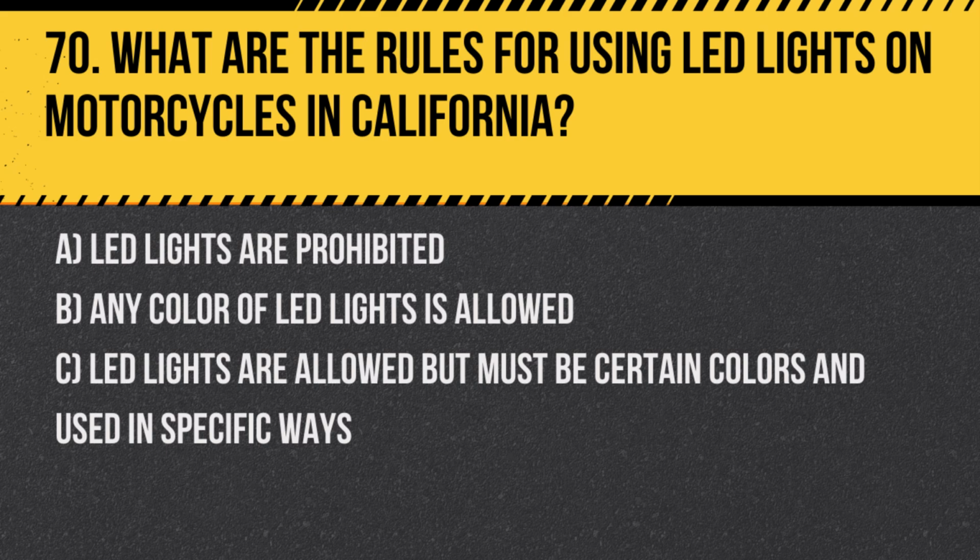Question 70. What are the rules for using LED lights on motorcycles in California? A. LED lights are prohibited. B. Any color of LED lights is allowed. C. LED lights are allowed but must be certain colors and used in specific ways. Answer: C. LED lights are allowed but must be certain colors and used in specific ways. Compliance with these regulations ensures safety and legality.